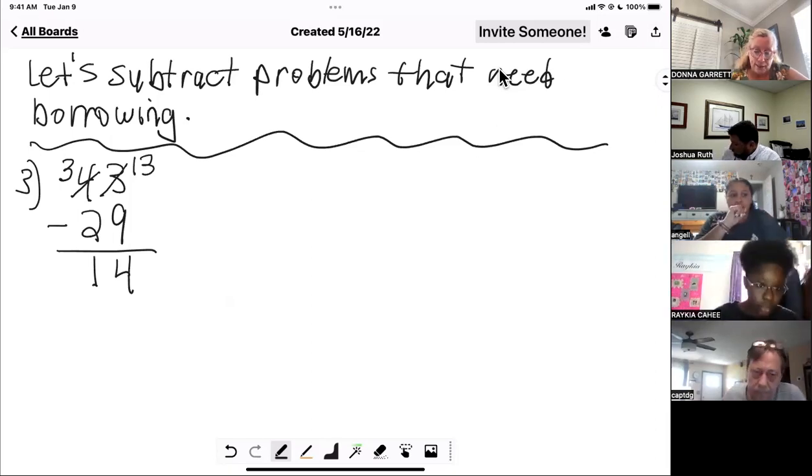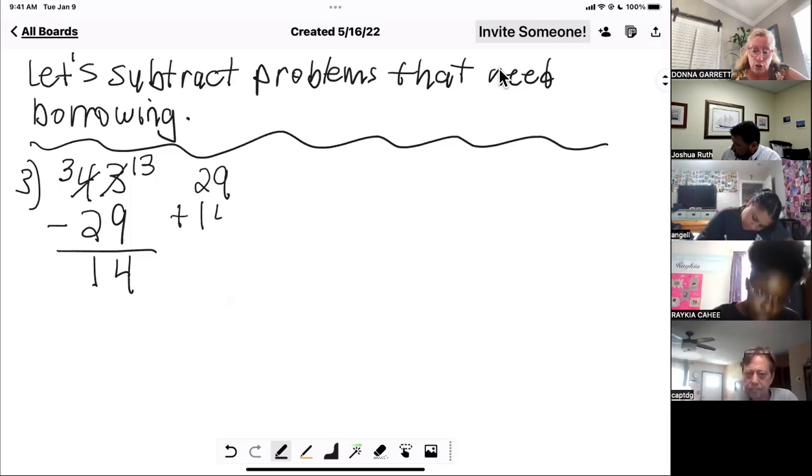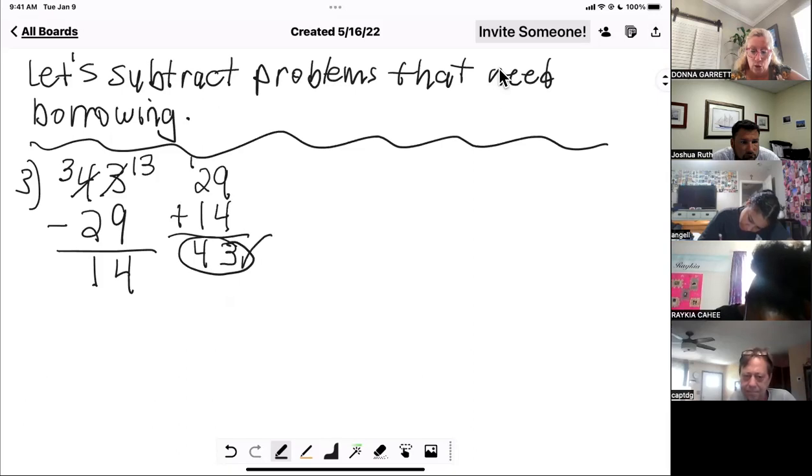And again, we're going to check it. I'm going to take 29 and add 14. Now notice I put 29 on top because it's bigger. I like the bigger number on top. It doesn't matter, any order you want. 9 plus 4 is 13. 2, 3, 4. I got my 43. So I know I am good to go.